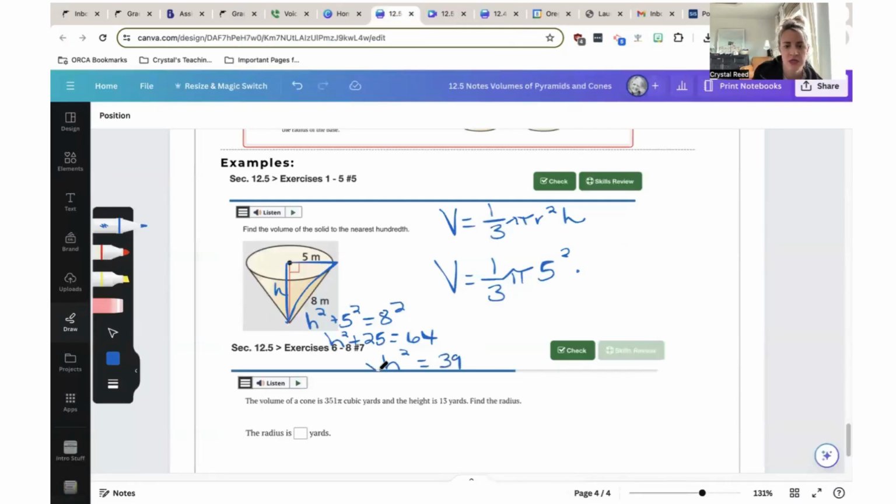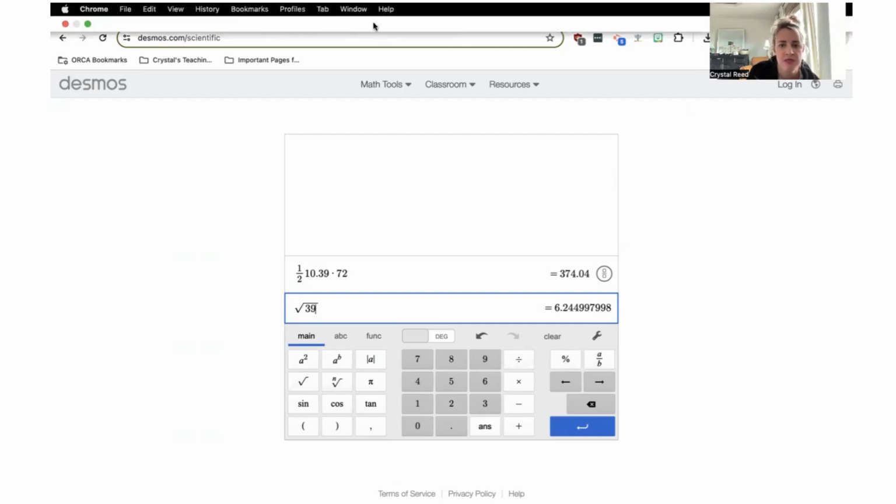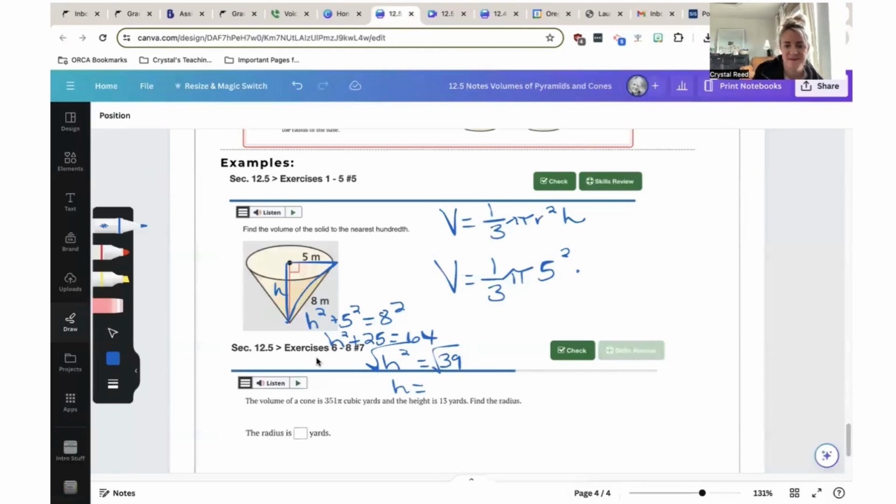In order to find h, we need to square root both sides. So we're going to find the square root of 39, and that's going to give us our height. 6.24 rounded. We'll just keep it at 6.24. So that is what we're going to plug in for our height, 6.24. Then we can have the volume, 1/3 pi times 5 squared times 6.24.